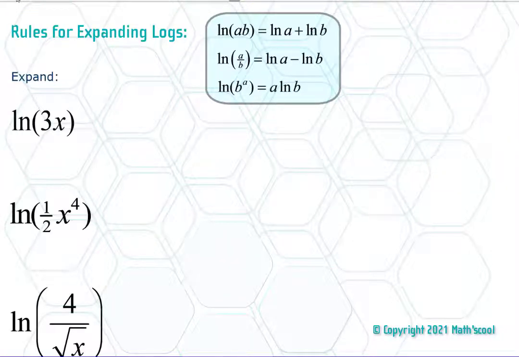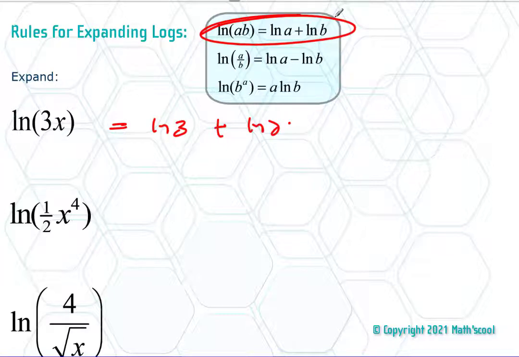Okay, now we want to differentiate logs. But before we can differentiate logs, we need to refresh our memory on how we expanded logs last year. So we learned all this last year, so just refreshing it for us. And these were our 3 rules for expanding logs. So if you see something like this, you can write it as ln 3 plus ln x. That's just using that rule.